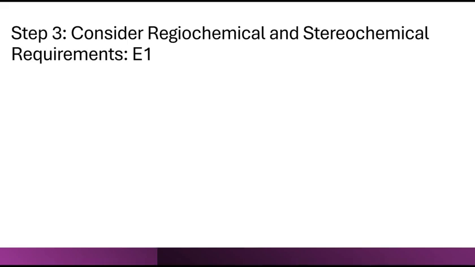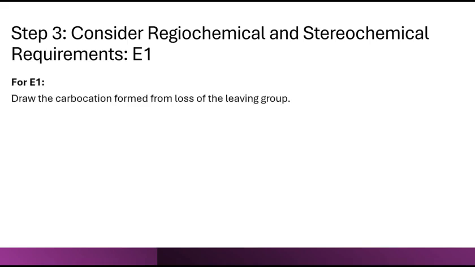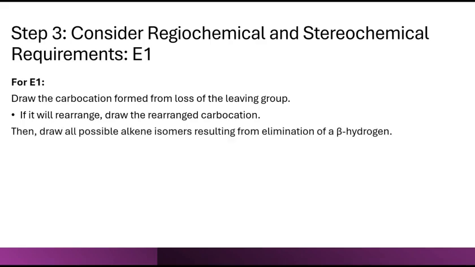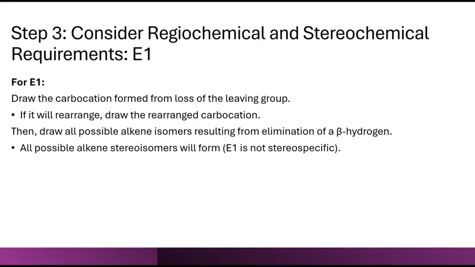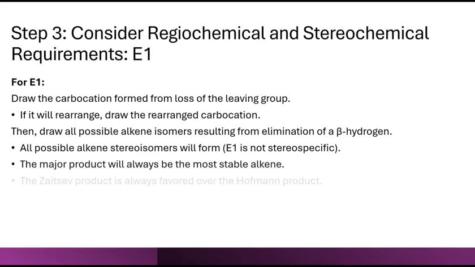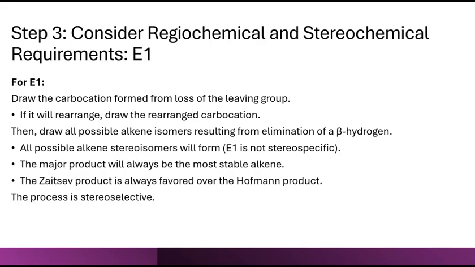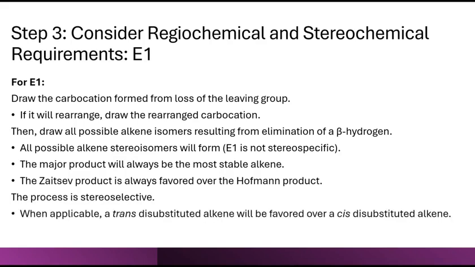Step 3. Consider the regiochemical and stereochemical requirements of E1. For E1, draw the carbocation formed from the loss of the leaving group. If it will rearrange, draw the rearranged carbocation. Then draw all the possible alkene isomers resulting from elimination of a beta hydrogen. All possible alkene stereoisomers will form because E1 is not stereospecific. The major product will always be the most stable alkene. The Zaitsev product is always favored over the Hofmann product, in other words. The process is stereoselective. When applicable, a trans disubstituted alkene will be favored over a cis disubstituted alkene.